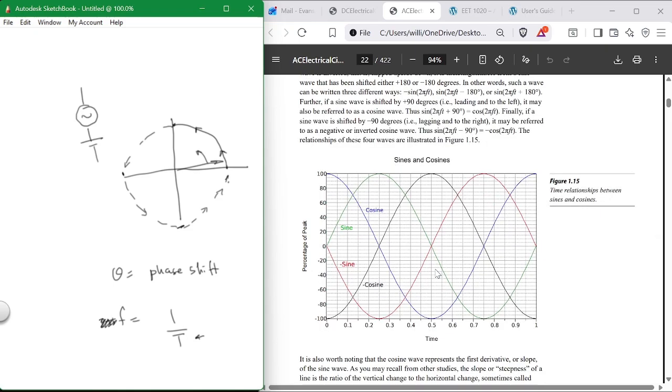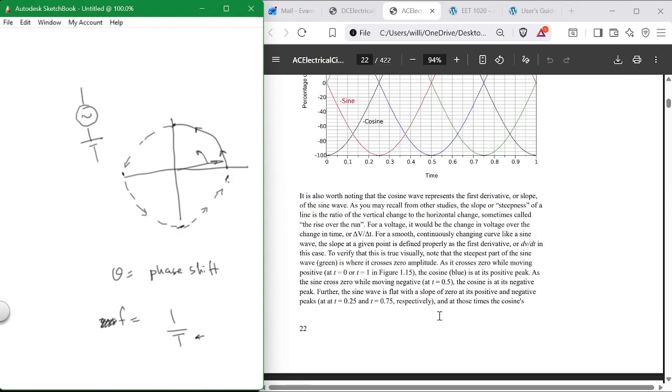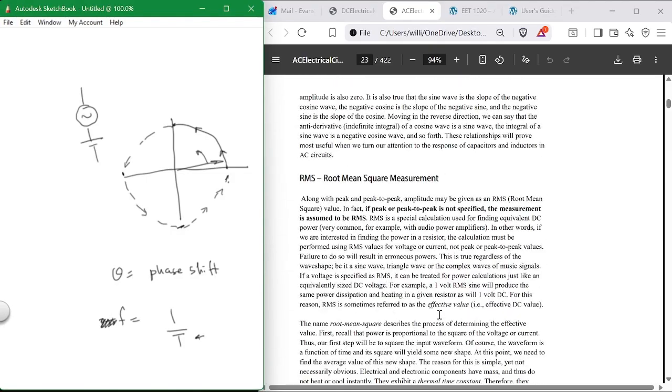So what's the difference between sine and cosine? Okay. Well, sine starts at 0 and starts up. Cosine starts at the maximum, comes down. Derivative of cosine is minus sine. Derivative of sine is cosine. I remember that. I don't remember a lot, but I remember that, okay?